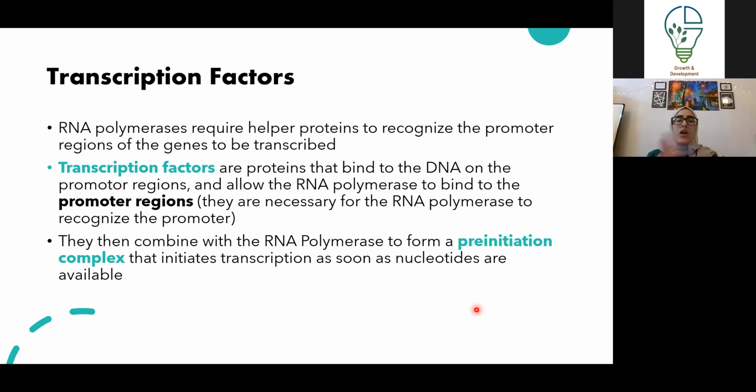So if someone asks you what is the pre-initiation complex made up of, you're going to say it's made up of the RNA polymerase, typically RNA polymerase 2, along with all the transcription factors which were present at the promoter of the gene. What do the transcription factors do? They help the polymerase recognize which part of the gene is the promoter region. Okay.